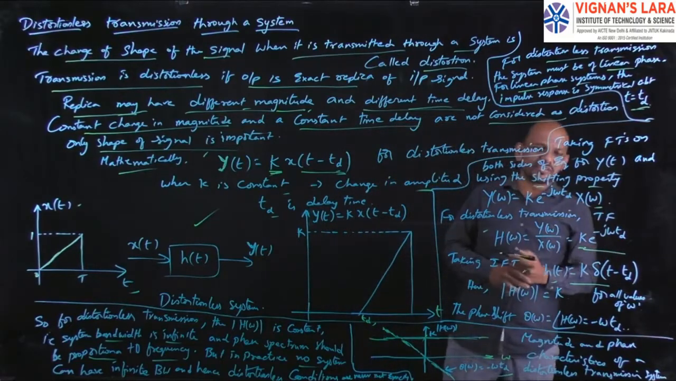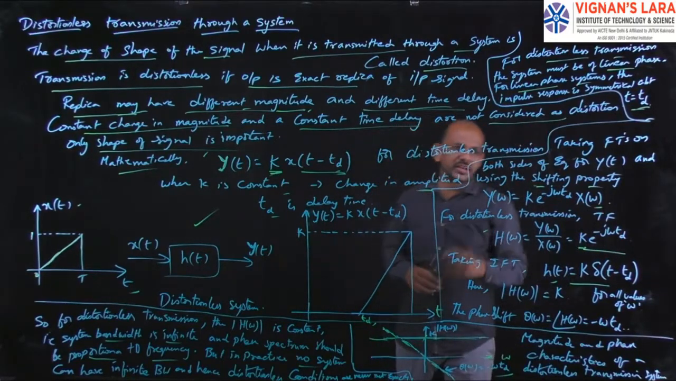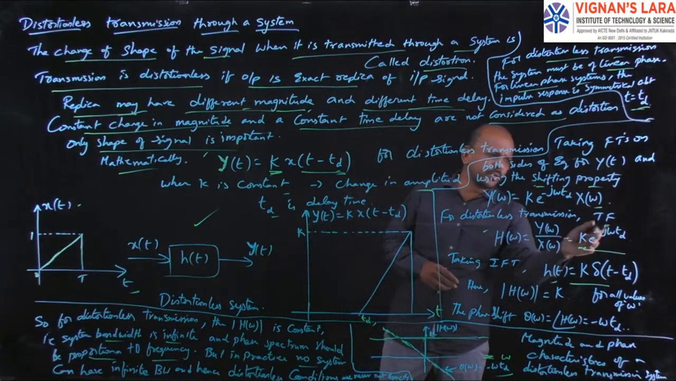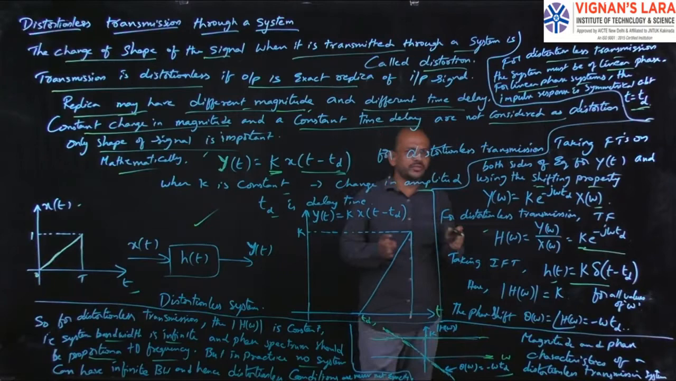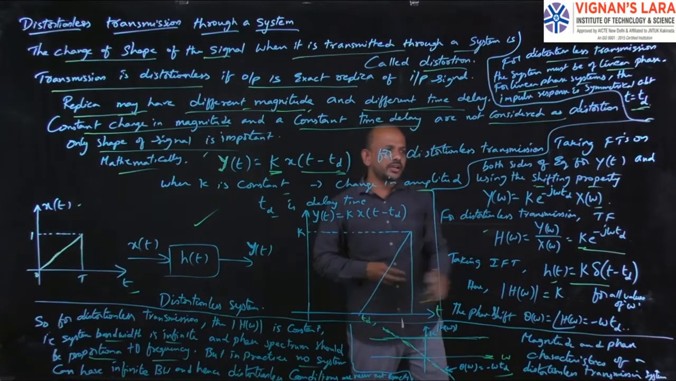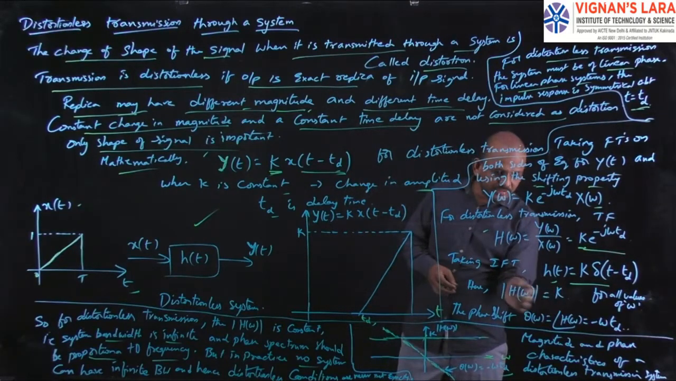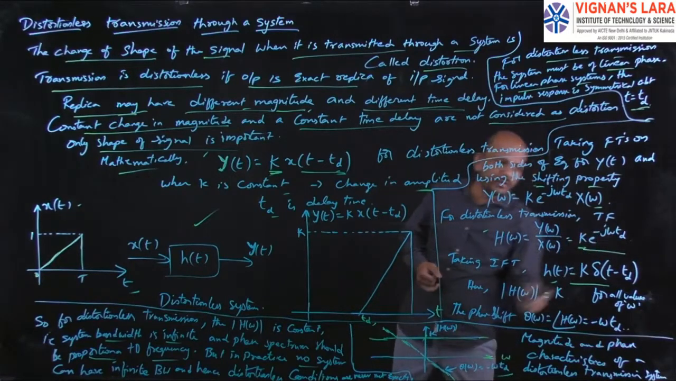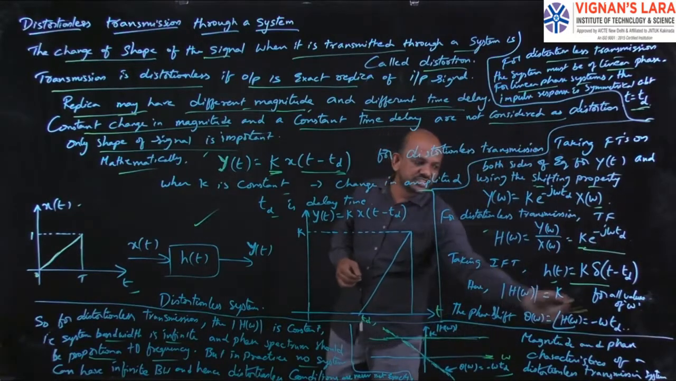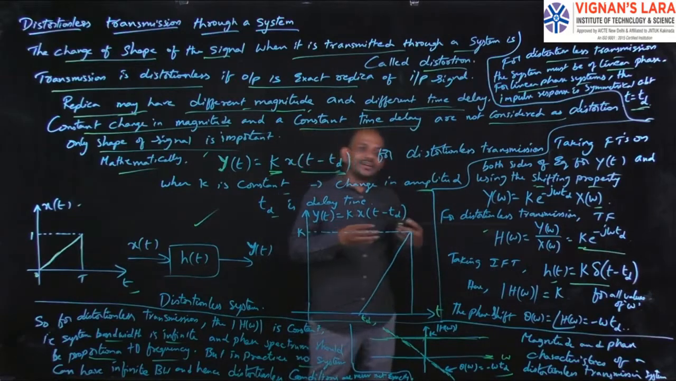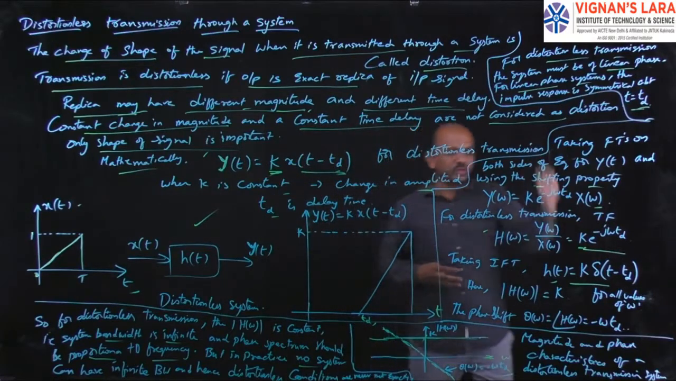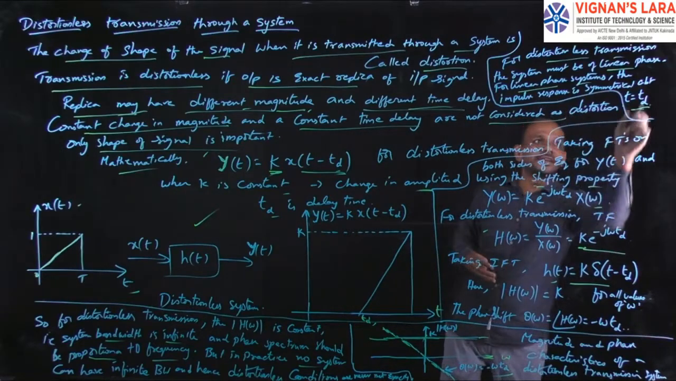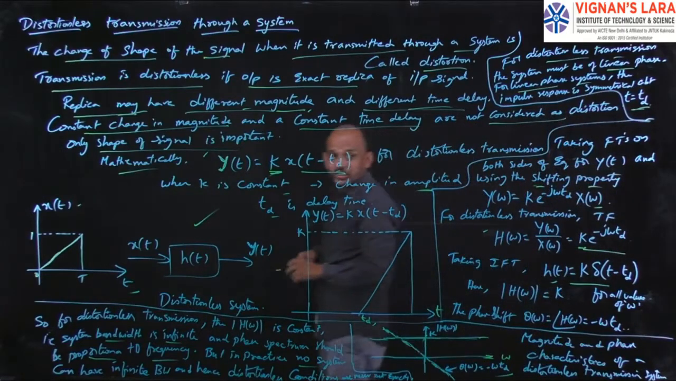Simply, that will be proven by considering the equation H of omega equal to k into e power minus j omega td, or you can write H of omega equal to mod of H of omega, because the k value is nothing but mod of H of omega, into e power minus j omega td. Then go for the inverse Fourier transform and prove that the impulse response h of t is symmetrical about t equal to td.